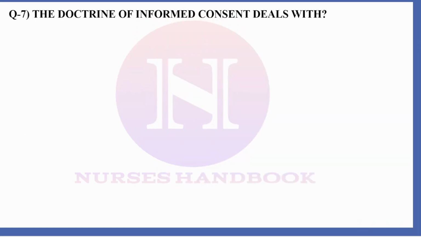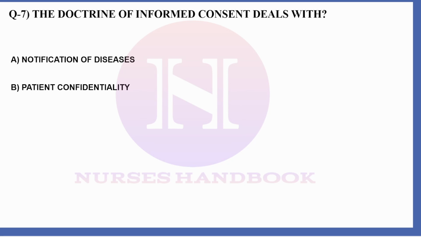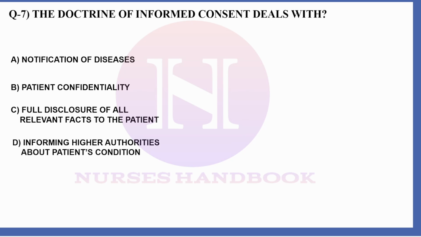Question number 7. The doctrine of informed consent deals with option A, notification of diseases, option B, patient confidentiality, option C, full disclosure of all relevant facts to the patient, and option D, informing higher authorities about the patient's condition. And the correct answer is option C, full disclosure of all relevant facts to the patient.